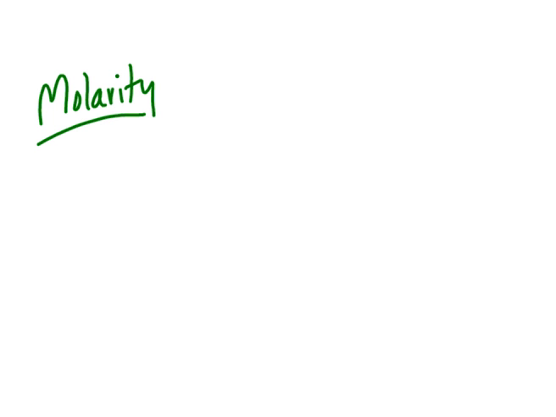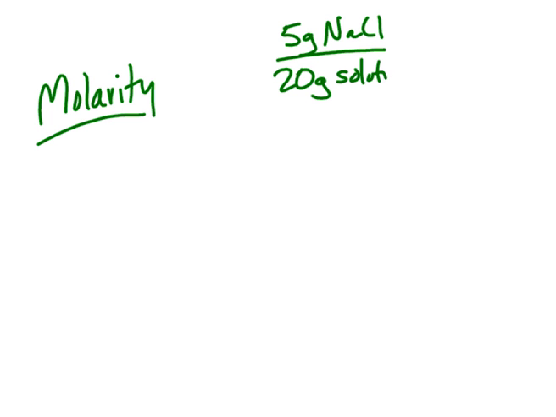per solution, right? Say I had 5 grams of sodium chloride, and then I dissolved it in, say, 15 grams of water. That would be 20 total grams of solution. I do the division and multiply by 100, and I end up with 25% sodium chloride. That's a 25% sodium chloride solution. So that's just an example of a concentration.